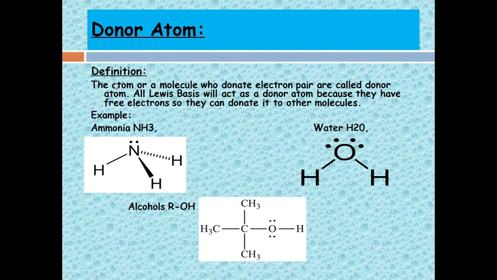Number 2. Donor atom. The atom or molecule which donates an electron pair is called a donor atom. All Lewis bases will act as donor atoms because they have free electrons, so they can donate them to other molecules. All those atoms which have a lone pair will donate electrons to other molecules.